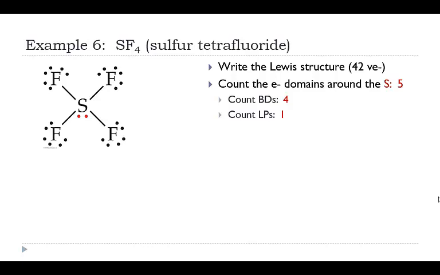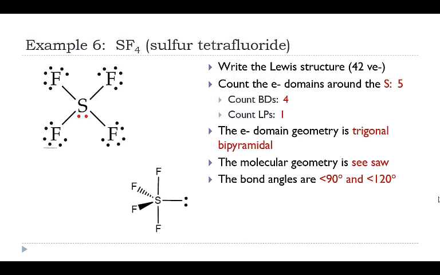Notice that if we hadn't done the Lewis structure here, we would expect it to be tetrahedral. SF4 looks like there would be 4 bond domains around the sulfur. So you need to count the valence electrons and do a proper Lewis structure, which shows that this is an expanded octet. The electron domain geometry is trigonal bipyramidal with 5 electron domains. The molecular geometry is seesaw, and the bond angles are distorted again, slightly less than 90 and less than 120 degrees because of that lone pair.